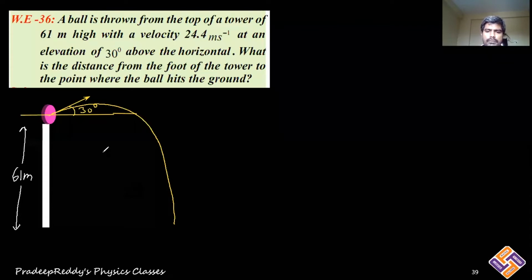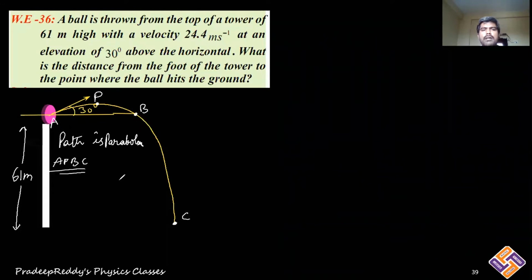Now let me mark few positions. Let me take this position as A, this position as B, and this position as C. And this point is the highest point. I am considering it as P. Path is parabola, and it is A, P, B, C. This is path of the projectile.